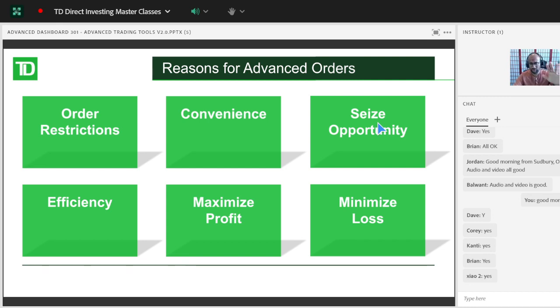We'll explore some examples in a moment, but I wanted to talk about advanced orders and what exactly those are. Some of the benefits of using advanced orders are, first of all, order restrictions: it'll bypass certain order restrictions. It'll allow you to place simultaneous orders together to automate them. And that falls in line with how they become efficient and convenient.